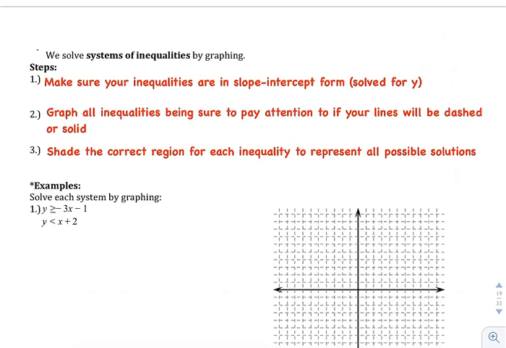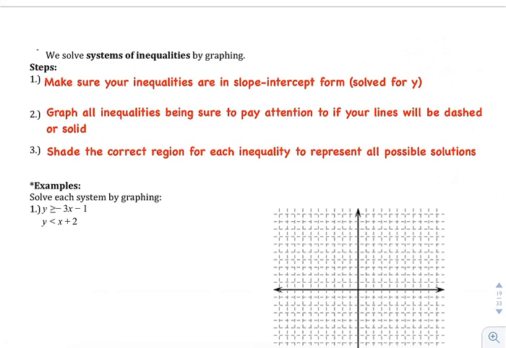Now we're going to look at solving a system of inequalities that's got two variables, x and y. So how we solve a system of inequalities, guys, is by graphing and shading the solutions. Just like a system of equations, you need an ordered pair, a value for x and y that makes the equation true.